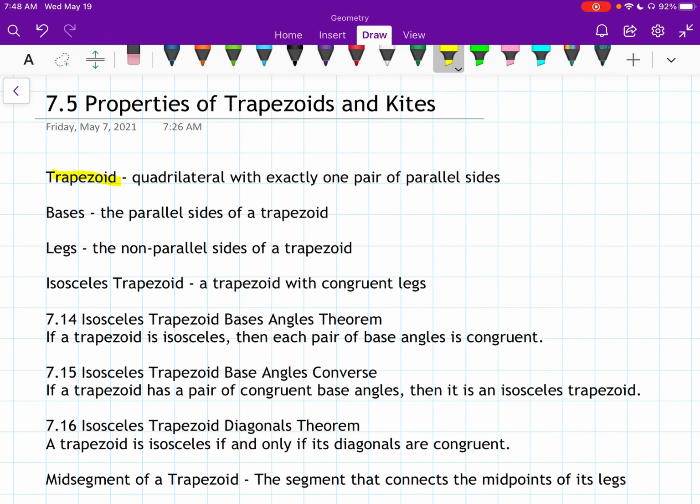A trapezoid is a quadrilateral with exactly one pair of parallel sides. Now, some places online, and some books that I've read, don't say exactly one pair of parallel sides. They say at least one pair. We are using the definition with exactly. If you were to use the definition with at least, then we could say a rectangle is a trapezoid, and that's just kind of weird. So we're saying exactly one pair of parallel sides, so a rectangle is not a trapezoid.